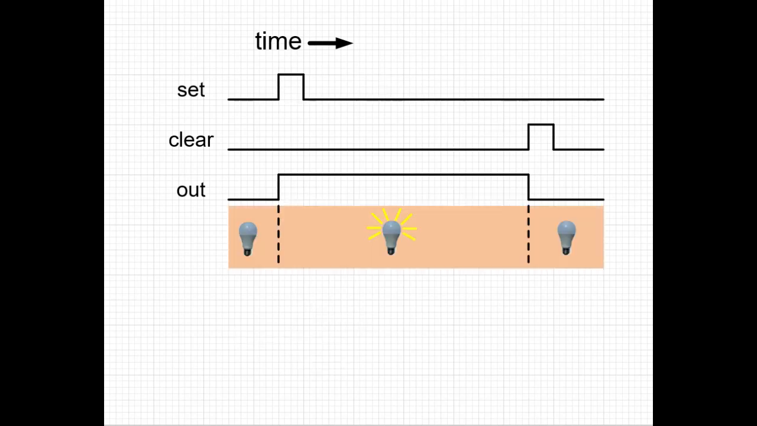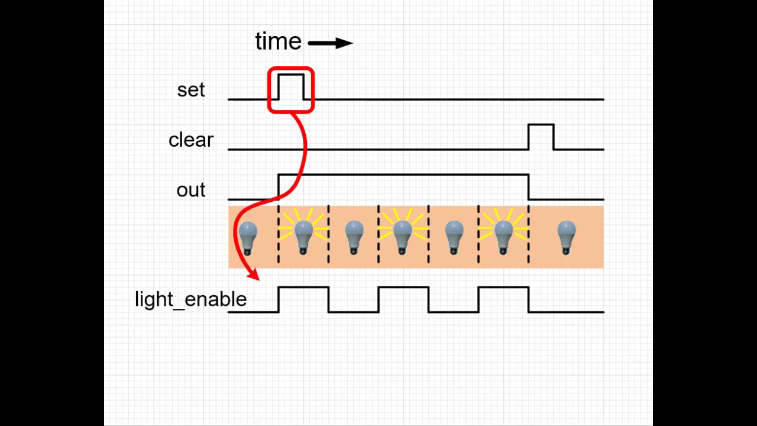For example, our out signal might be used to turn on a light. But what if during the on time we would like this light to blink on and off? What we would like is for our logic to create another signal like this light enable that toggles up and down during the latched on period and that we can use to turn on our blinking light.